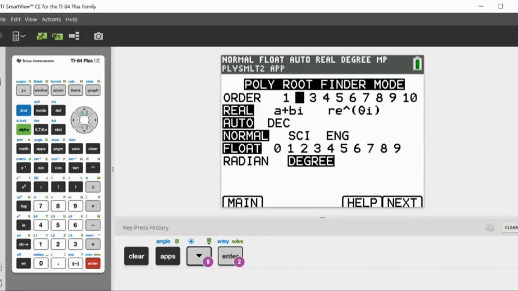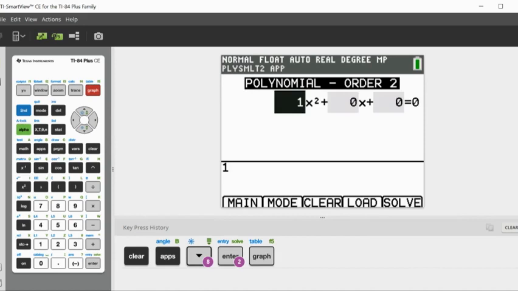So 1 is just fine. We have a quadratic, so power of 2. Everything else you can leave the same. When you see that next button, it's going to line up on your screen right above the graph key. So hit the graph key to go to the next. And you'll see it set up as a quadratic in standard form.